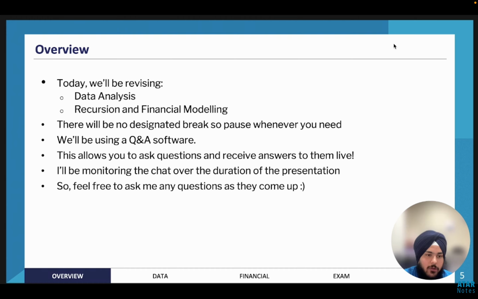So the structure of this lecture today is that there will be no designated breaks, and that we will be using the Q&A software. So if you have any questions, please pop them through into there. I'll be monitoring the chat throughout the duration of the presentation, so if there are any questions, just pop them through and I'll be answering them as they come up.